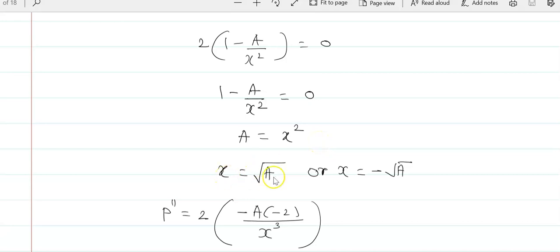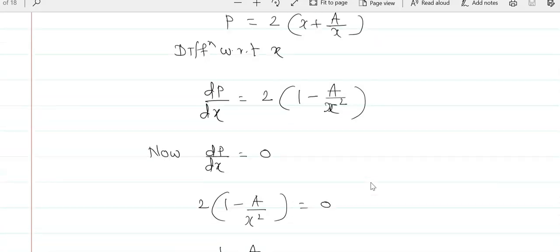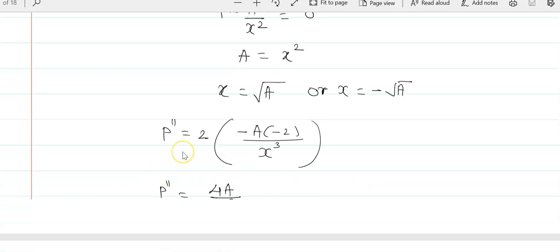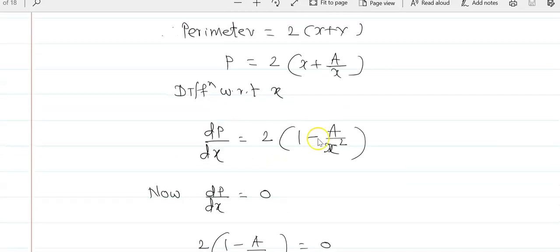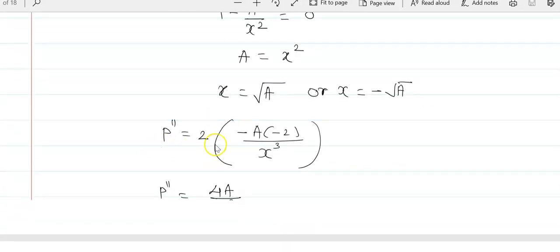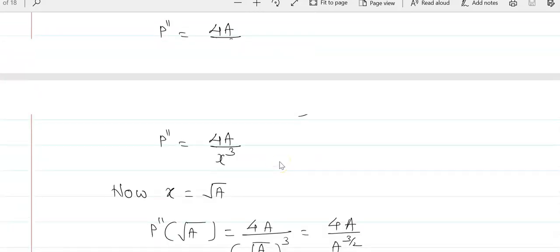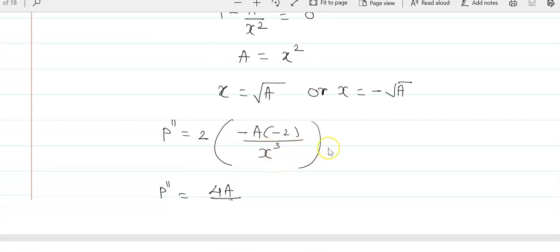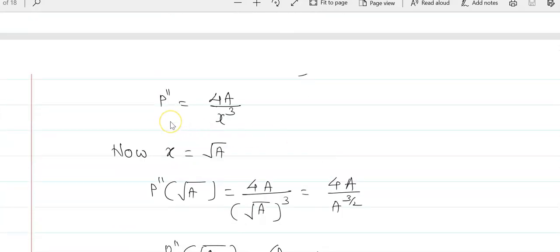Therefore, x is equal to root a, or x is equal to minus root a. What about the second derivative? That is P double dash of x. That is 2 in bracket, the derivative of a upon x square, that is P double dash is 2 into minus a into minus 2 upon x cube. And that's why this minus minus will become plus, and we will have P double dash of x is equal to 4a upon x cube.